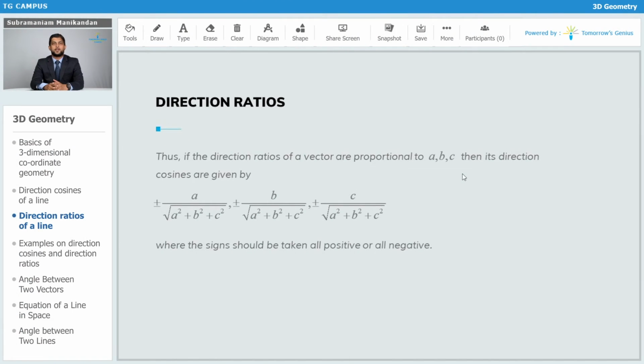So if we have three numbers A, B and C, which we say are proportional to the direction ratios of a line, then we can find out from those the direction cosines of the line. How is that? Suppose A, B and C are the direction ratios of a vector, that is, they are proportional to the direction ratios of a vector.